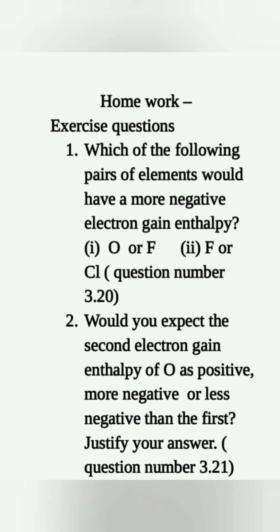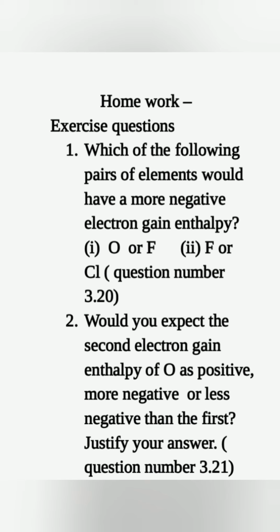Okay, some homework from the exercise questions. Which of the following pairs of elements would have more negative electron gain enthalpy: oxygen or fluorine, or fluorine or chlorine? Find out the answer depending upon the trend in electron gain enthalpy values. Second question: would you expect the second electron gain enthalpy of oxygen to be positive, more negative, or less negative than the first? Justify your answer. Question number 3.1, answer by yourself. What is the basic difference between the terms electron gain enthalpy and electronegativity? Since we have not studied electronegativity, you can mention electron gain enthalpy.